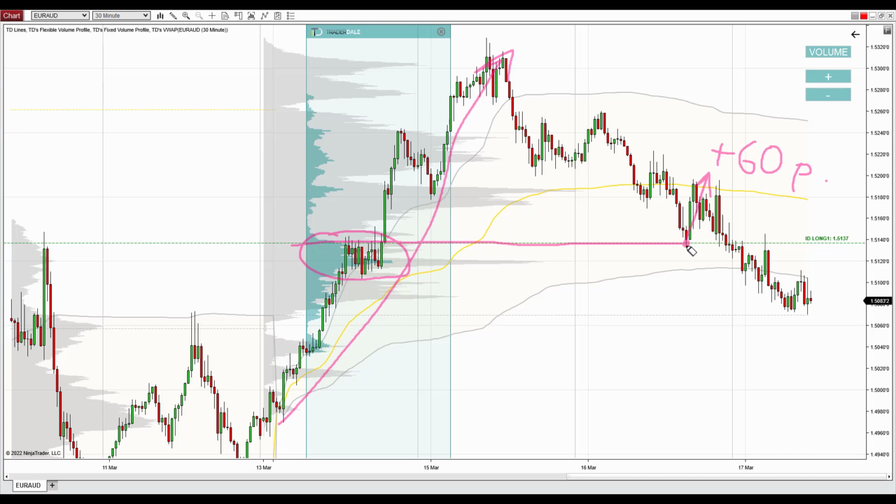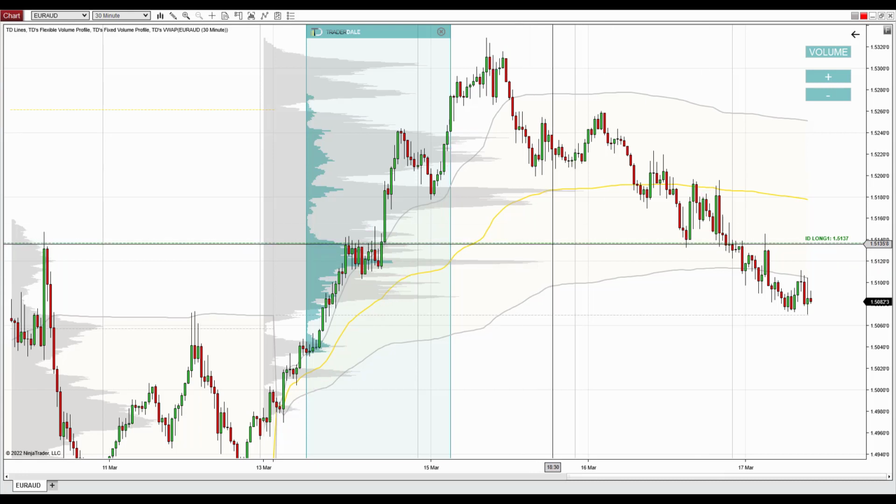So the trade came out pretty nicely, I would say. The reaction was pretty spot on. So yeah, that's about the Euro Australian dollar. The level is not active anymore because it already got spent right there with this reaction.